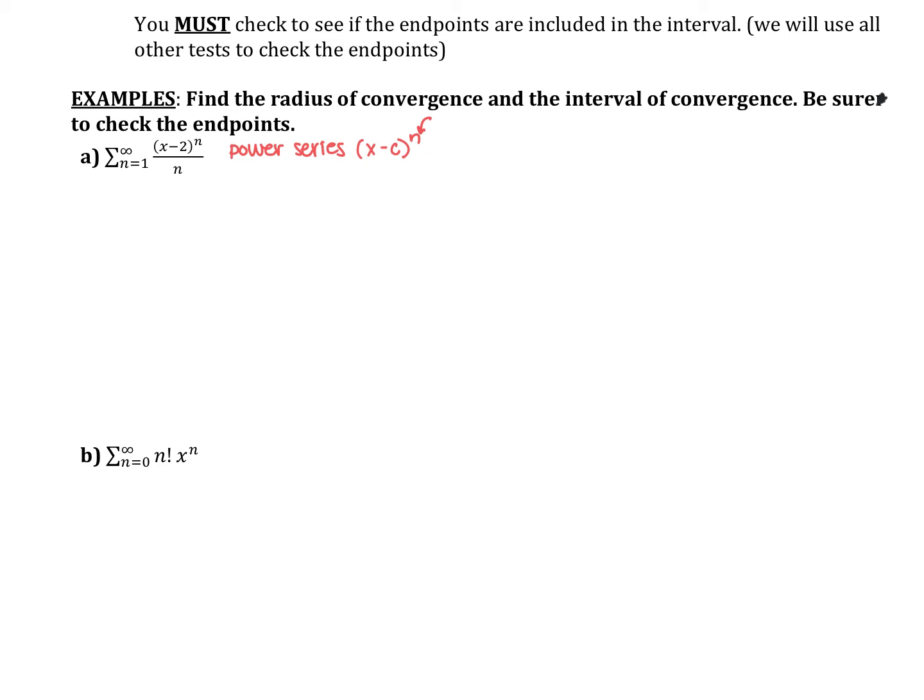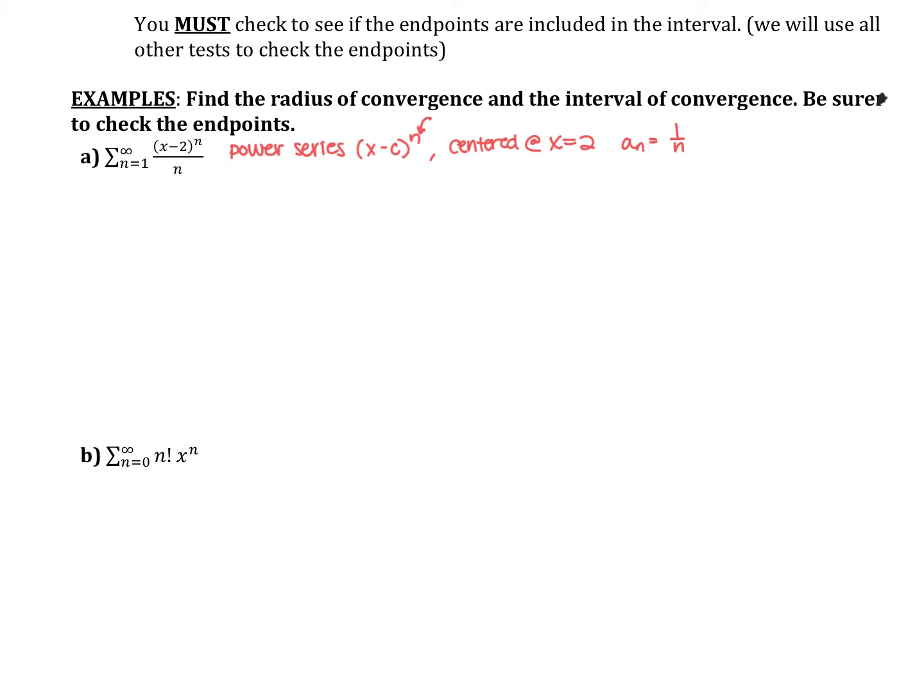A couple other things I know about this. This particular power series happens to be centered at x equals 2. Why do I know that? Well, I know it's centered at x equals 2 because this in here says x minus 2. This c value is our center. I also know that my a sub n here is 1 over n. Now, those aren't necessary to be able to find the radius and interval of convergence, but just being able to recognize that it is a power series will come in handy.